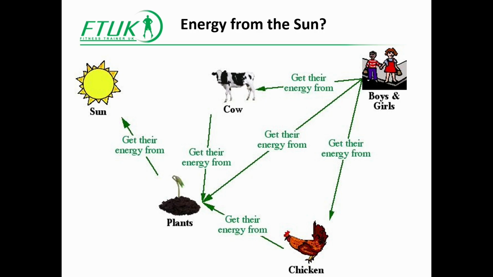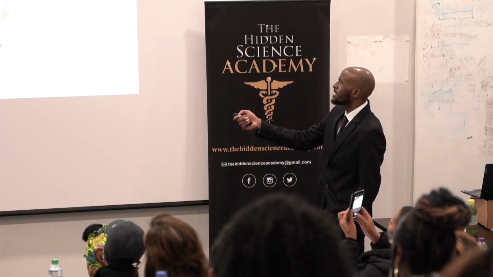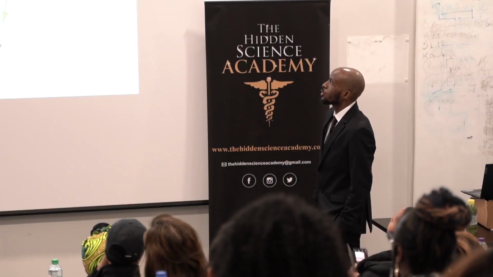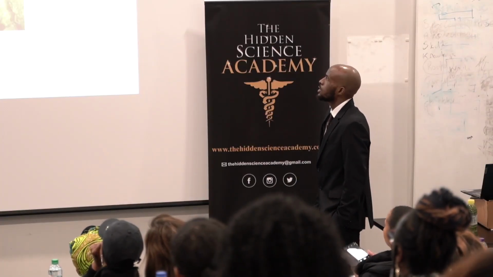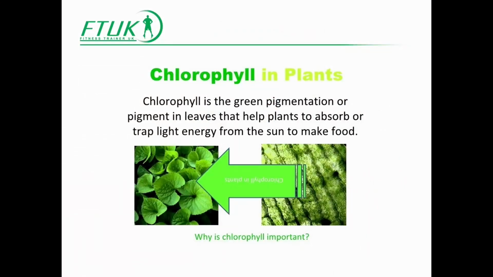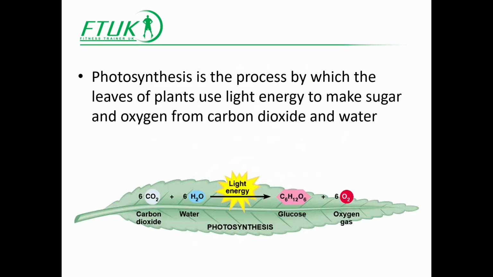Yeah? All right? Now, when I do this in the schools, the children are fascinated. They're like, how does the plant get energy from the sun? And that's when I need to talk about chlorophyll. So it's the chlorophyll, which is the green pigment in leaves that helps the plants to absorb or trap light energy from the sun to make food. Yeah? And this is in your notes.